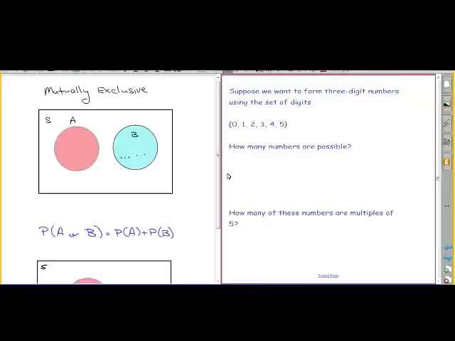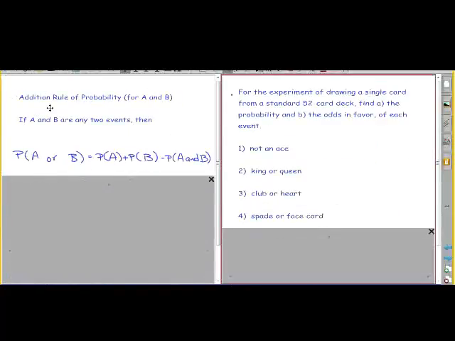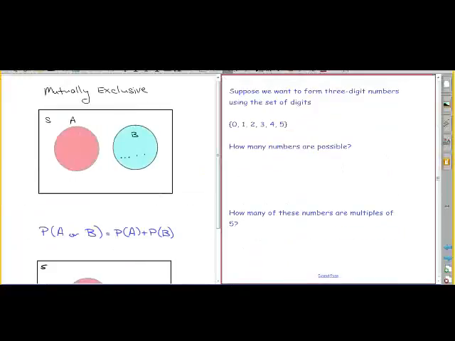And the second one was or statements. What's the probability of doing something or something else? And we used this additive property, the addition rule for probability, that said the probability of event A or event B occurring is equal to the probability of event A plus the probability of event B minus the probability of event A and B happening. So we looked at some card examples for that.